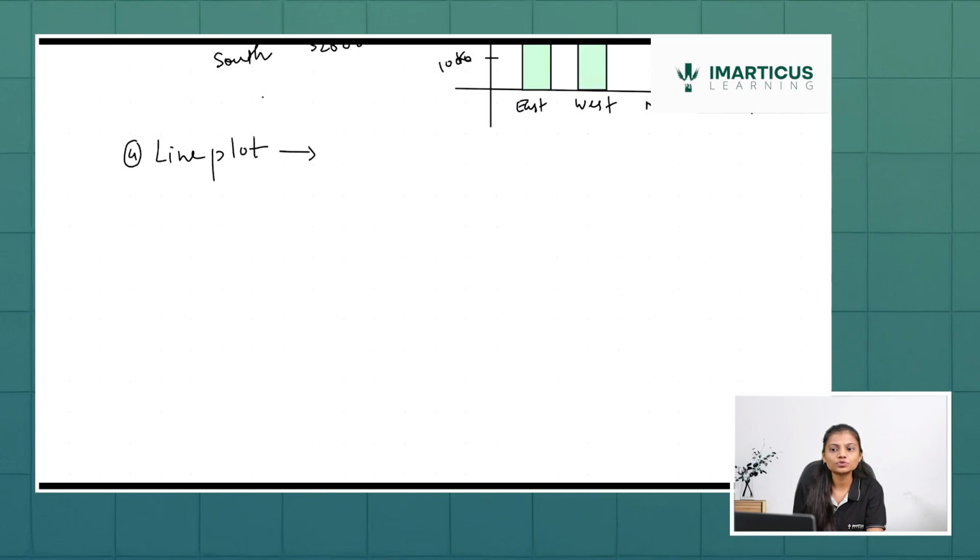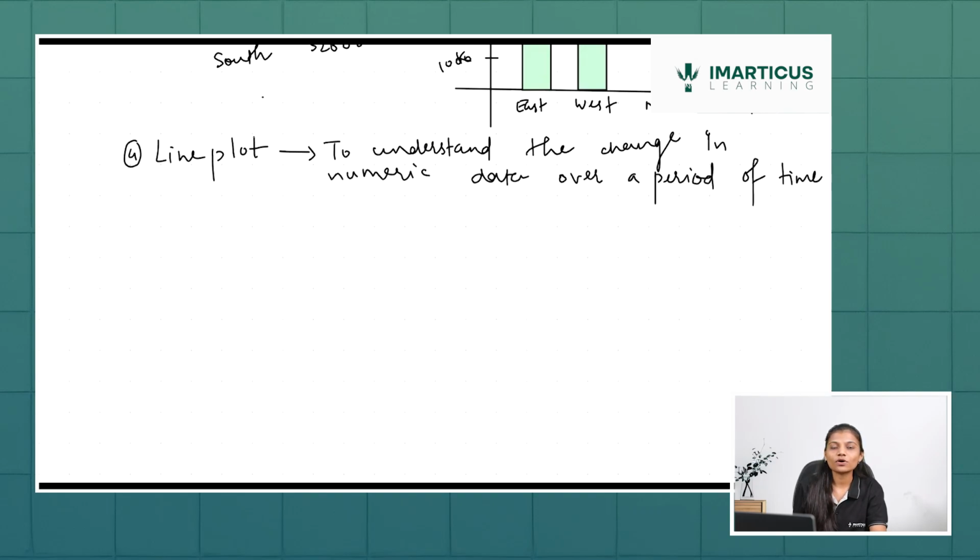So to understand the change in numeric data over a period of time. Now, as we saw, a line plot is helpful for me in understanding the change of the numeric data over a period of time. Let's say time is the factor.